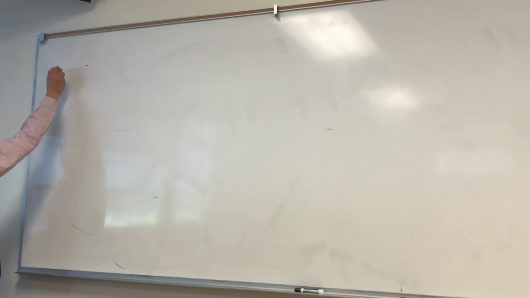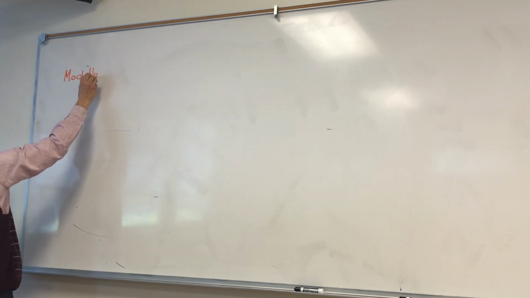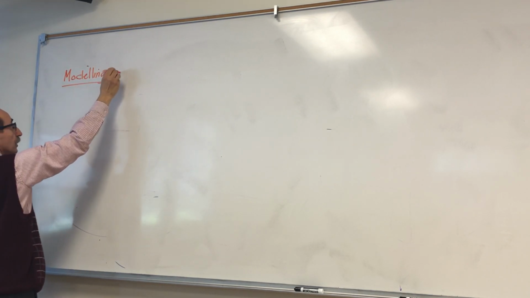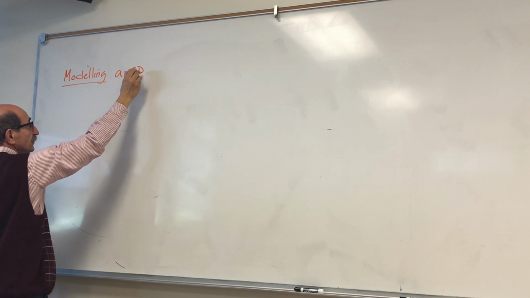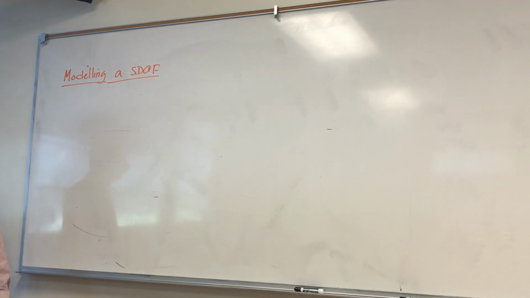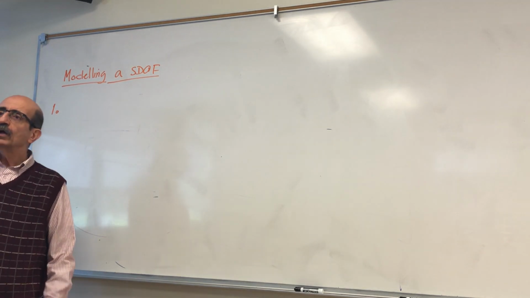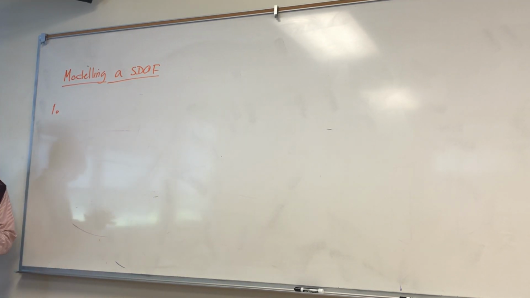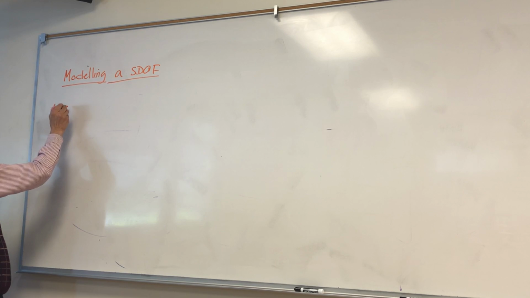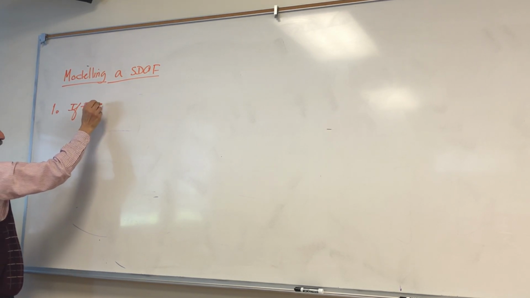What are we doing? We're talking about modeling, right? Modeling a system as a single degree of freedom system, okay? And as I introduced last time, we're going to do this in 4 or 3 different ways, depending on the complexity of the structure.